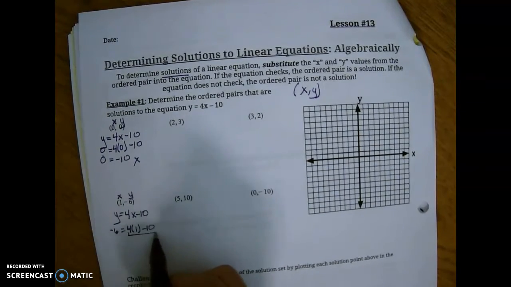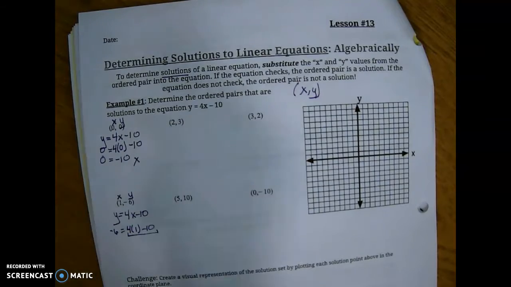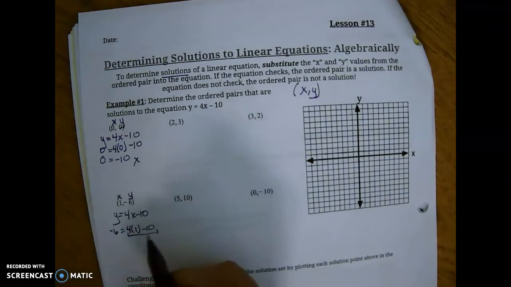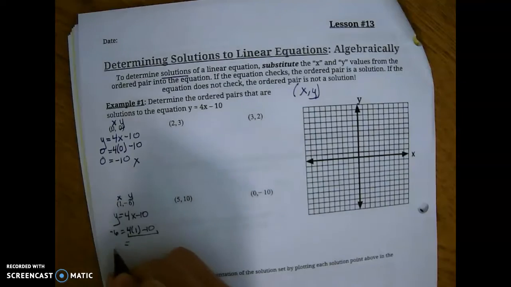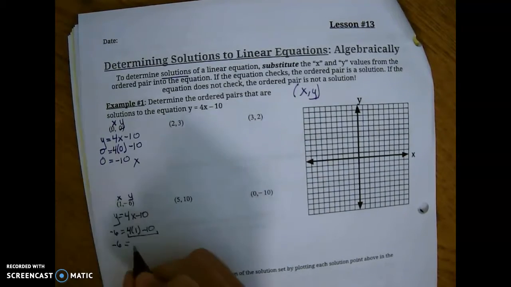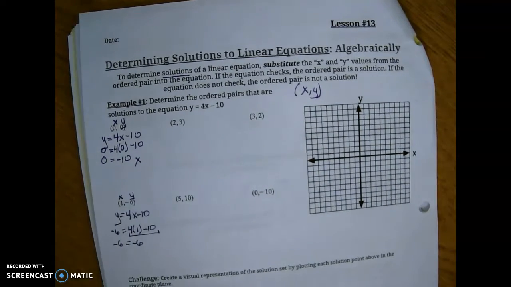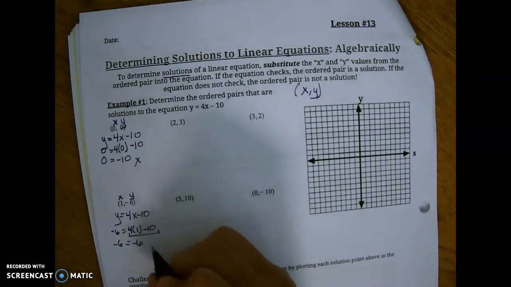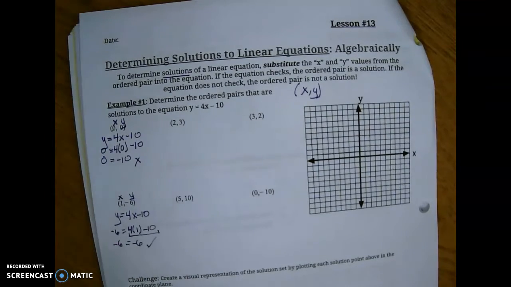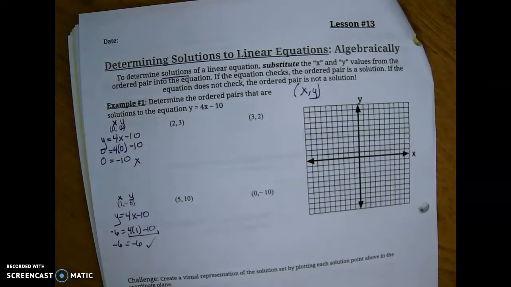Okay, so you can plug this into your calculator or do it by hand. You can use Desmos.com if you want. You'll do 4 times 1 minus 10, and hopefully you got negative 6. Is this a true statement? Is negative 6 equal to negative 6? Hopefully you said yes, and that is a solution because these two numbers are equal.